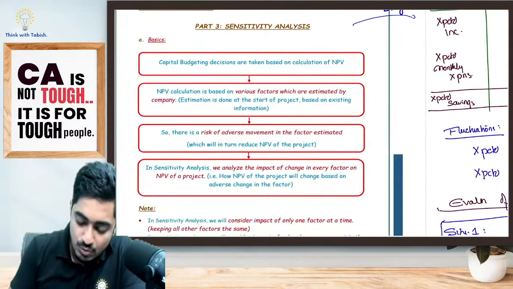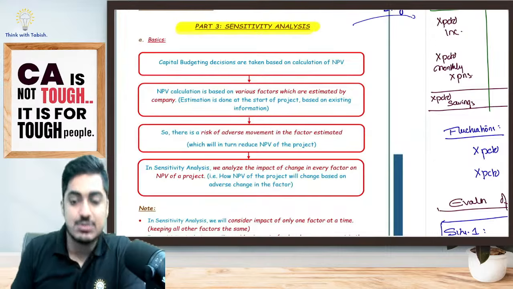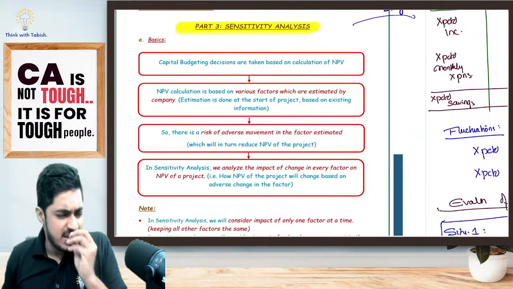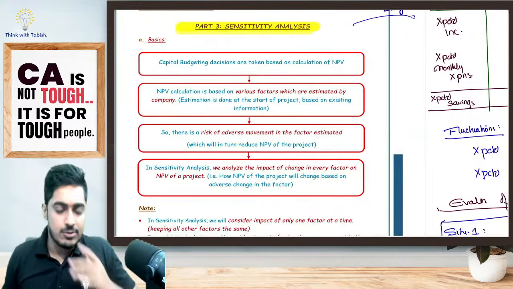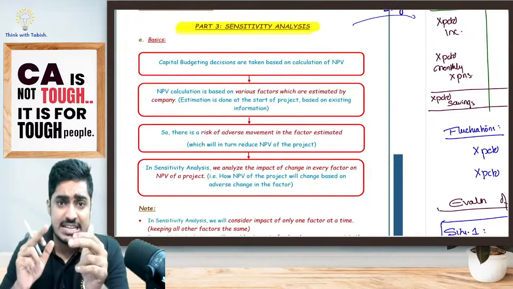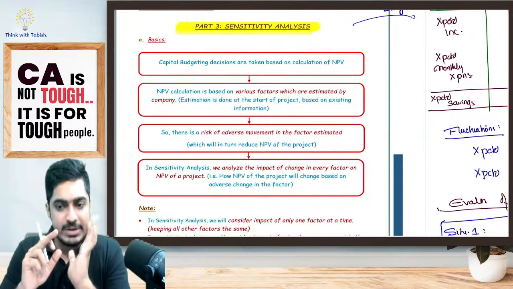Next comes one of the most important and probable areas from your examination perspective, sensitivity analysis. There is every chance a question on this can come. I've told you 3 areas are very important. First is sensitivity analysis. Second is going to be statistical techniques. Third is going to be replacement.